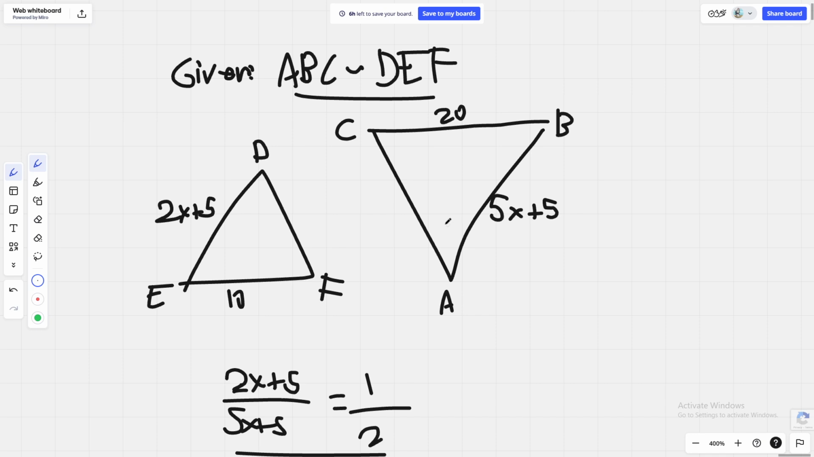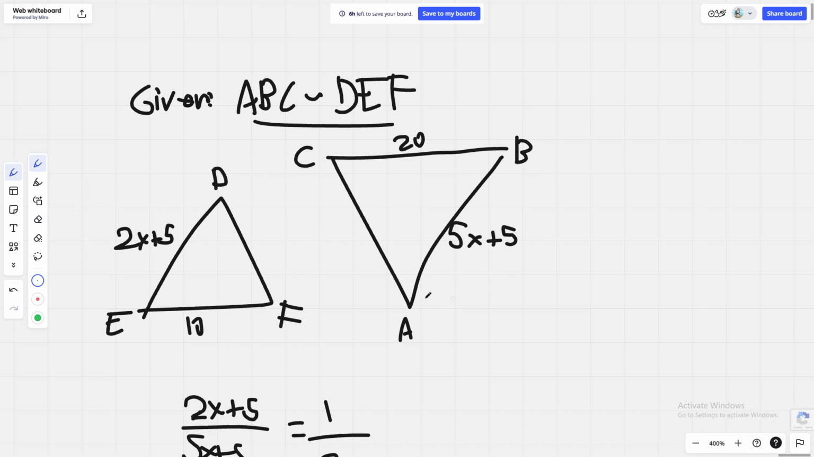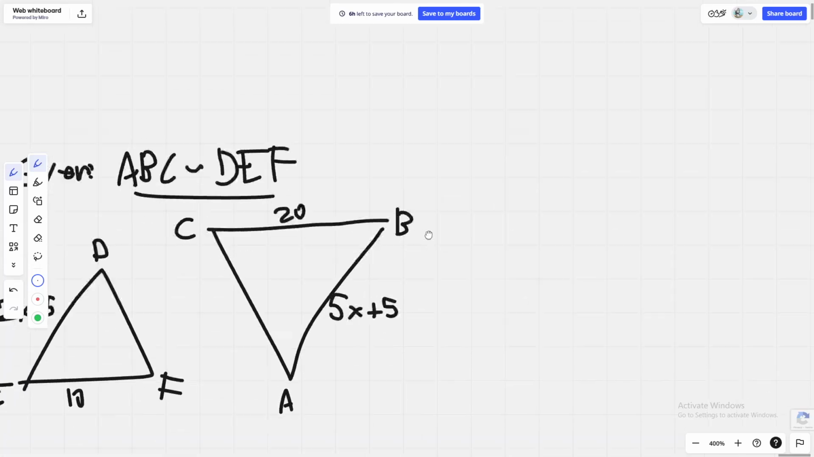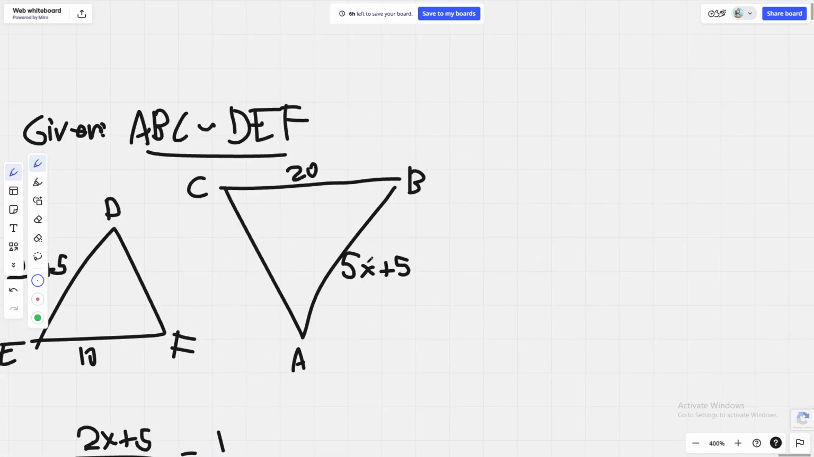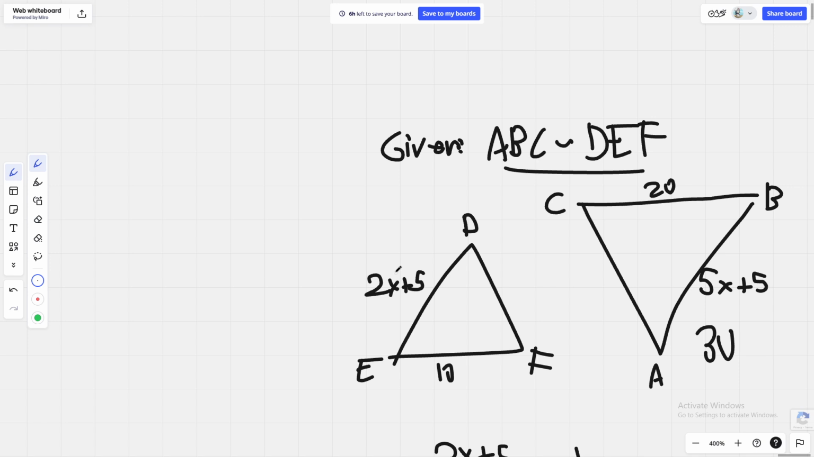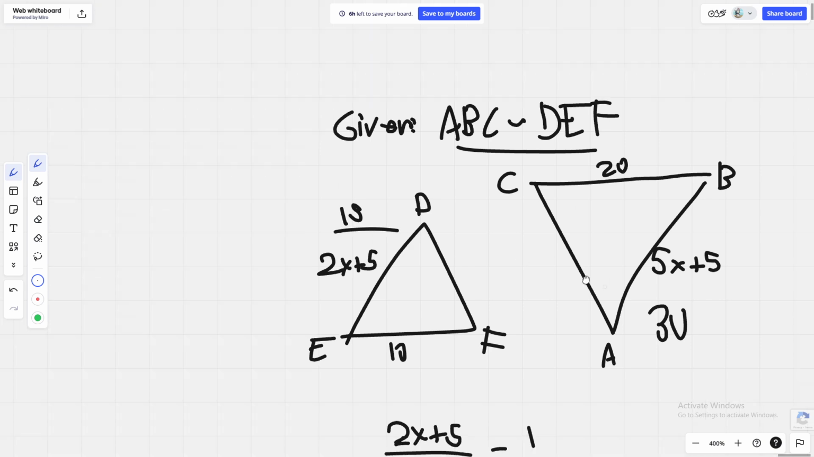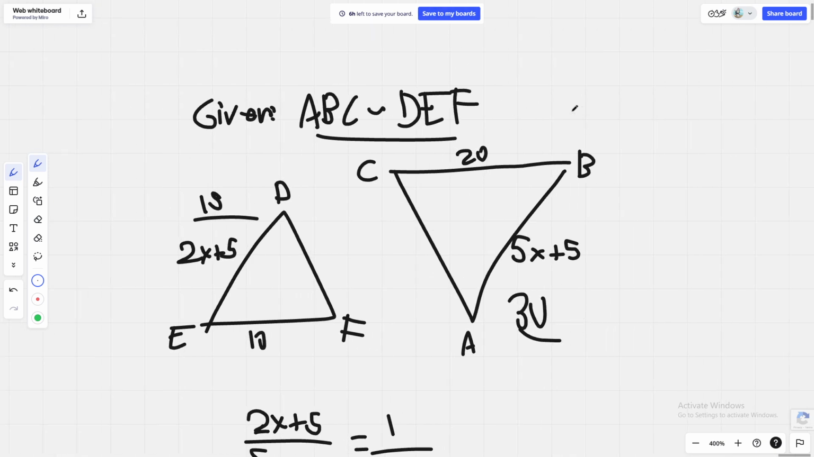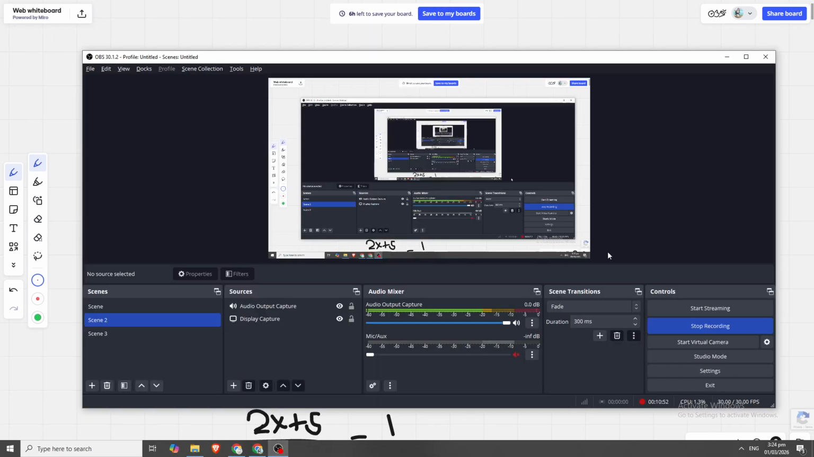And let's find the lengths of BA and DE. Since our x is 5, simply substitute x. 5 times 5 equals 25 plus 5, so this is equal to 30. And for here, 2 times 5 is equal to 10 plus 5, that's 15, which are still in proportion. Thank you very much.